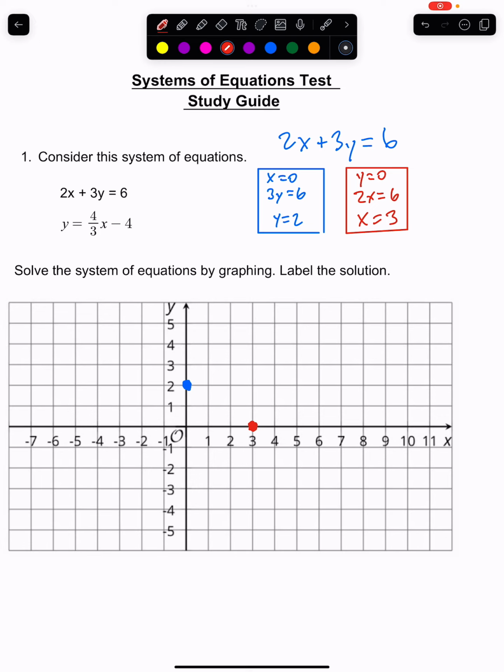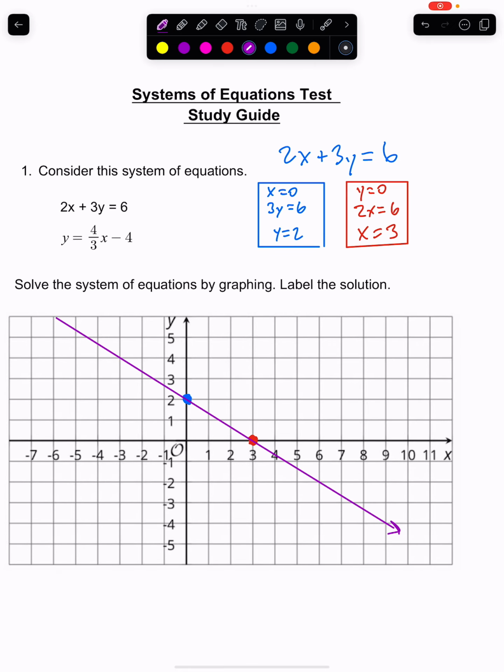So this equation, it's got a negative slope. It's going down 2 over 3. This has a slope of negative 2/3, I'm sorry. Down 2 over 3, negative 2/3. It's something like this. We got our first line right here. We just connected those two intercepts with a straight line.